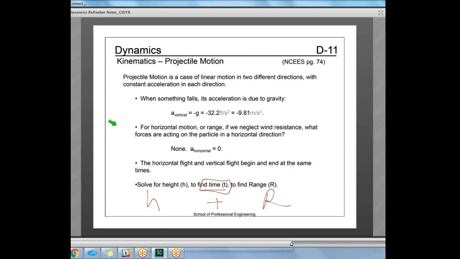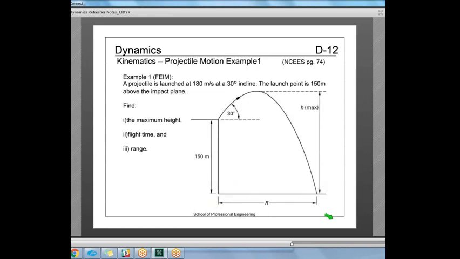Let's take a look at a projectile motion problem. And what you're going to see is that we write an equation for h, we solve that equation for time, and we use the time to get the range. That's a typical projectile motion problem. Let's see if we can do that here.